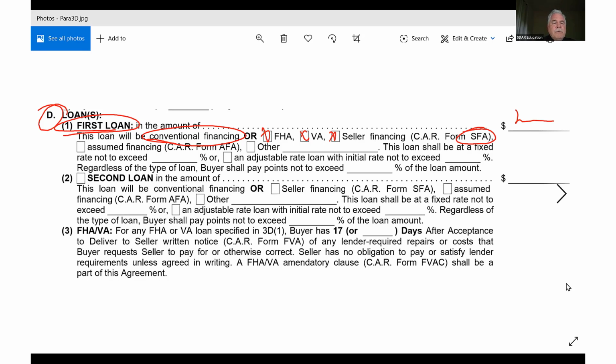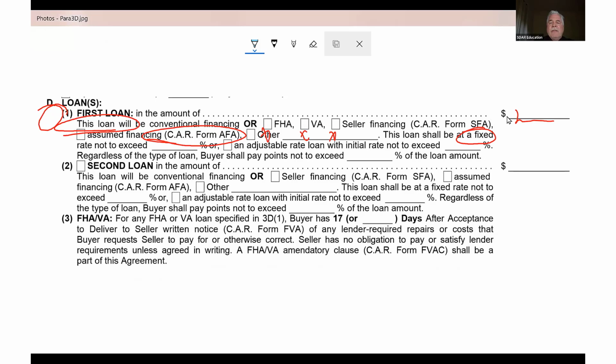Or it could be assumed financing, which means that the buyer is going to assume the seller's underlying liens. All right, that would be this box, the AFA form, or it could be something other. That's the part I call creative realtoring. That's usually when I get called in, okay? This loan shall be at a fixed rate not to exceed.